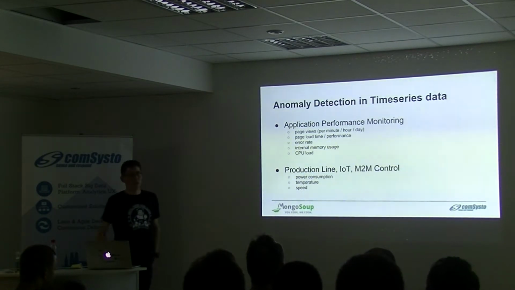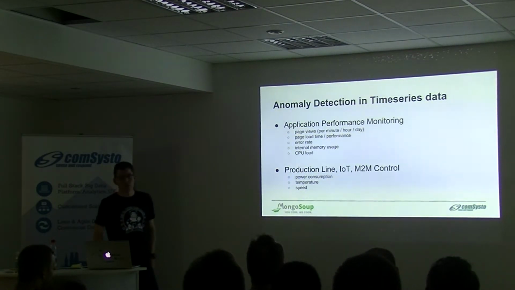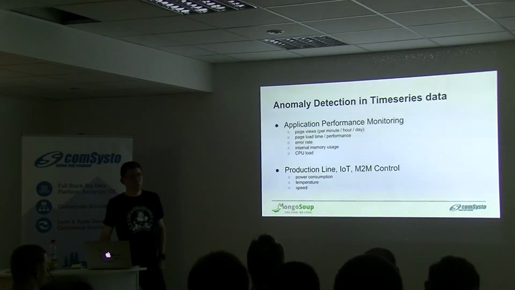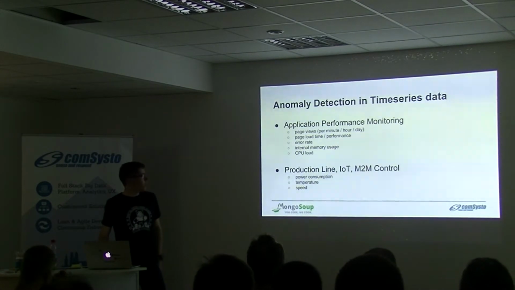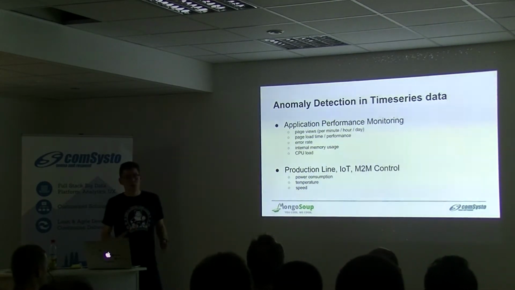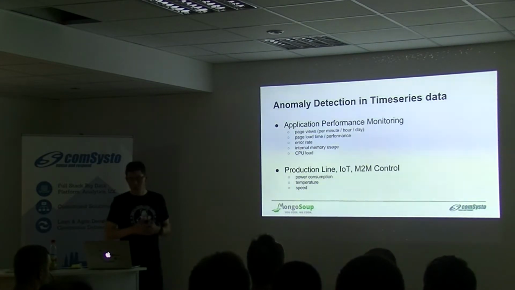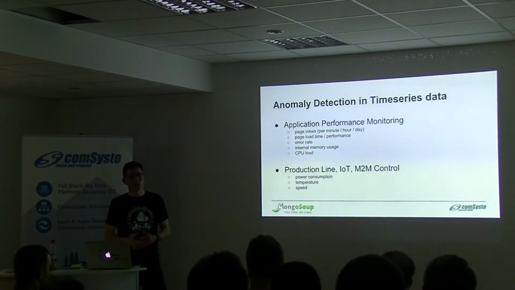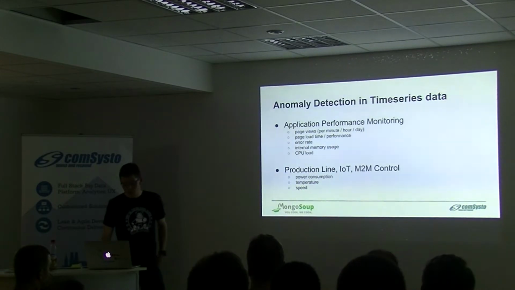So why do we need anomaly detection, and which kind of data do we monitor with this application? It's most times about time series data and streaming data. For example, in application monitoring, you have something like page views, page load time, CPU load, internal memory usage. This is all data which is constantly generated and monitored. Probably you have New Relic or App Dynamics, some applications which collect these data and show you some nice graphs and generate alerts.